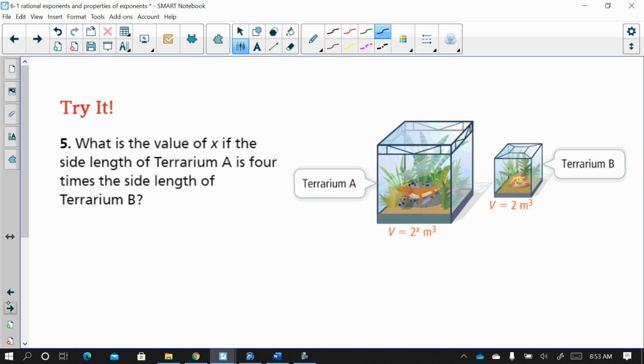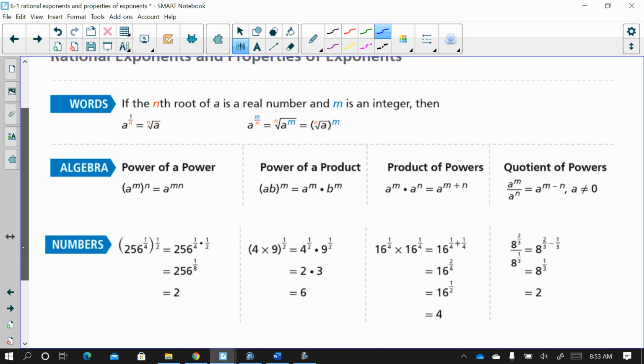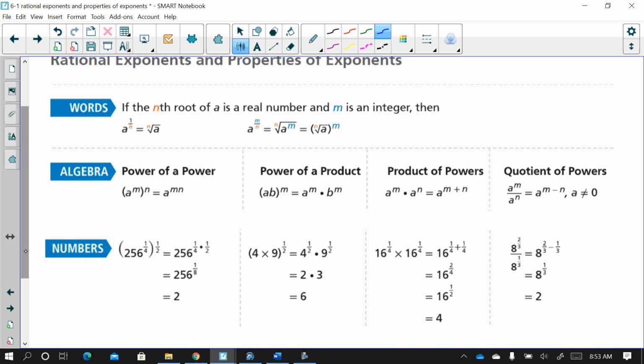We're going to just skip that one for now. So here's a summary. You can find that at the end of your book, but it just goes through the exponent rules that we've spent some time on.